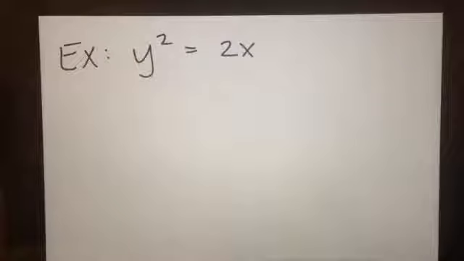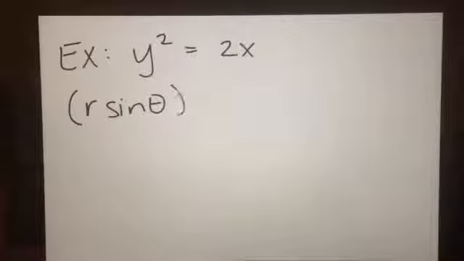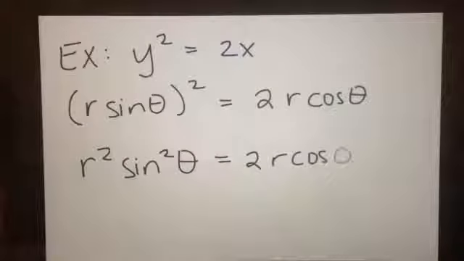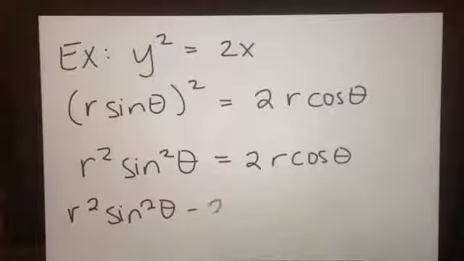Next, let's say we have a problem like y squared equals 2x. I know that y is r sine theta, and if that's squared, then I'm squaring it, so that would be r squared sine squared theta. And then over here I have 2 times r cos theta, and I'll just leave that as 2r cos theta. In this case, you can leave the equation written like that, or if you want to make it equal 0, that would be fine. I would take either one of those answers.